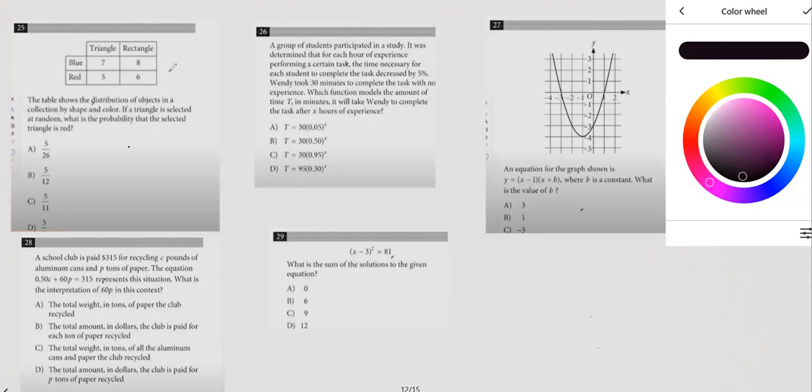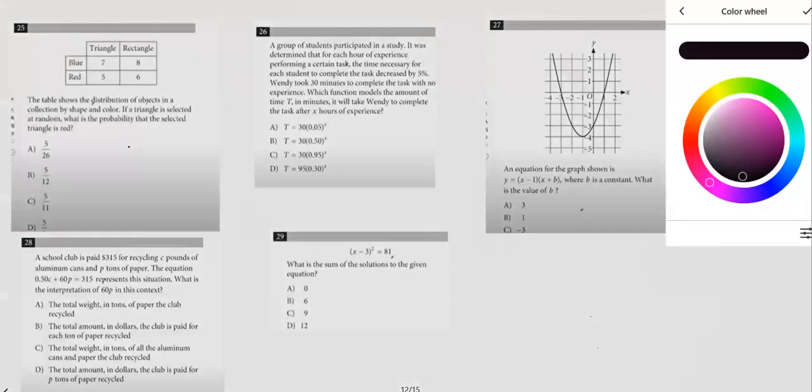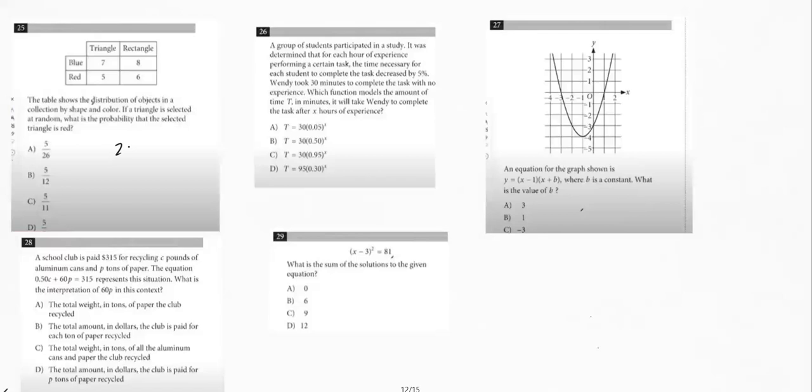Okay, now this question. The question says the table shows a distribution of objects collected by shape. If a triangle is selected at random, so only a triangle is selected. Where are the triangles? These are the triangles. So just make one additional column. Total is 5 plus 7, 12. What is the probability that a selected triangle is a red triangle? So out of this, red triangle, so 5 upon 12. Simple.